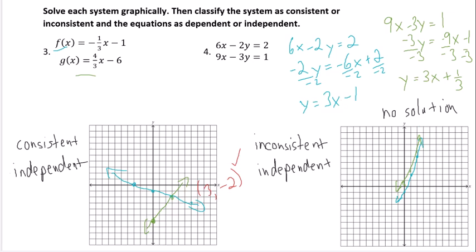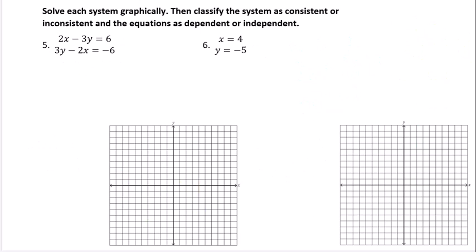All right, let's look at our next example. All right, so we have 2x minus 3y equals 6. So that's negative 3y equals negative 2x plus 6. Divide everything by negative 3. We get y equals 2/3 x. Divide 6 by negative 3 and you get minus 2. So starting at negative 2 and a slope of rise 2, run 3, and you end up with a line looking something like that.